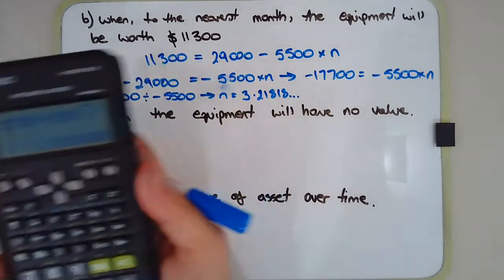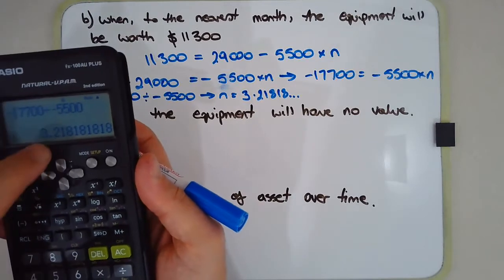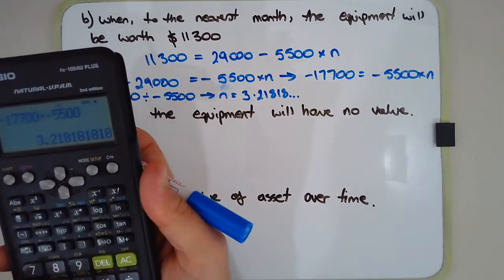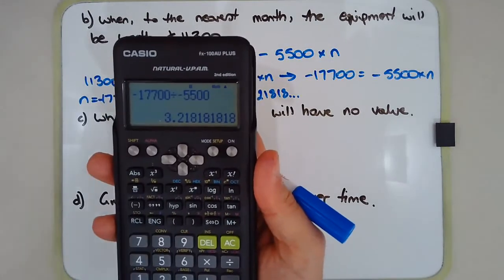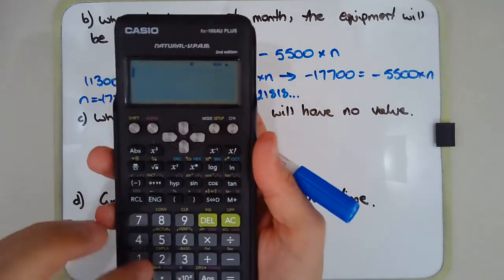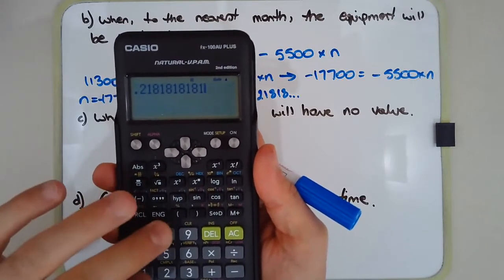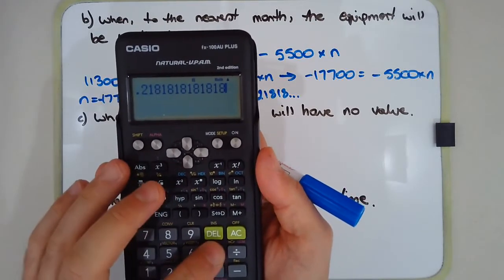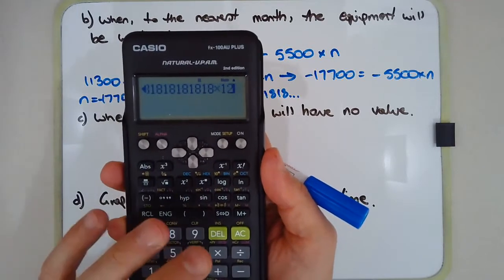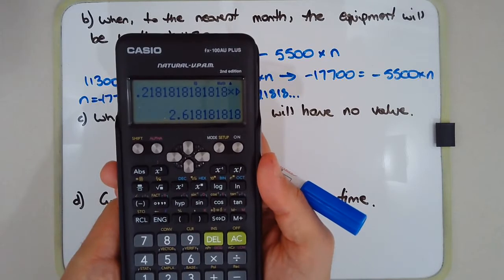So what's that in years and months? We know that's 3 years, but it's 0.2181818 of a year. If I keep it exact, and multiply that by 12, we get 2.618 months.